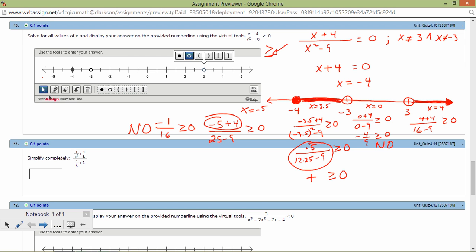Now I just have to use my draw tool and pick the intervals I want. I want the interval from -4 to -3, and I want everything above 3. There's your solution. All right.